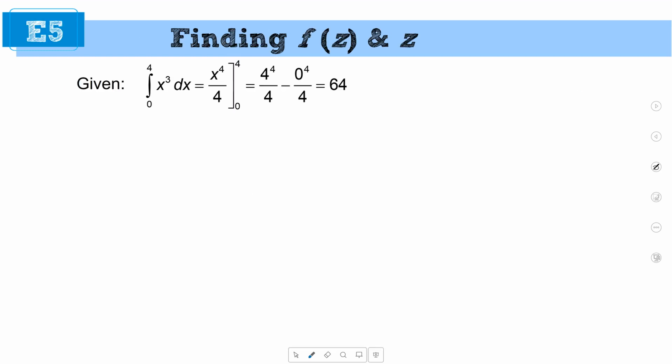Let's start with something simple. I did the math for you already and told you what the area under the curve from 0 to 4 of the cubic function is. You could have done that on your own, but that's not what this is testing.